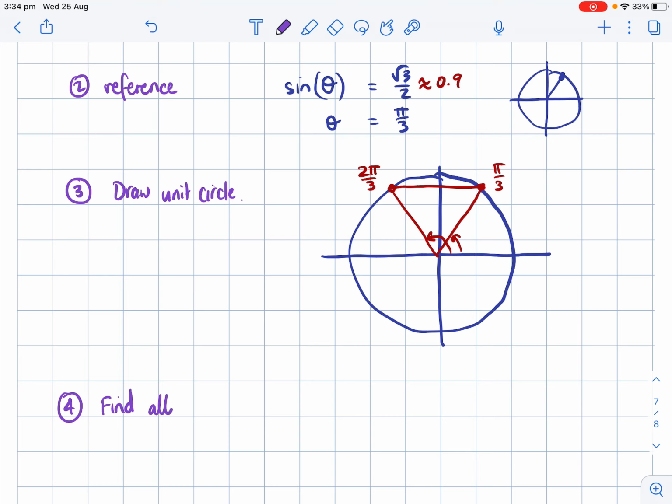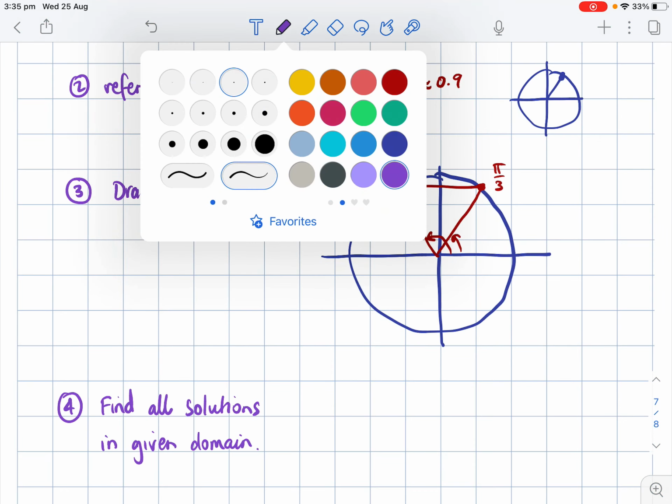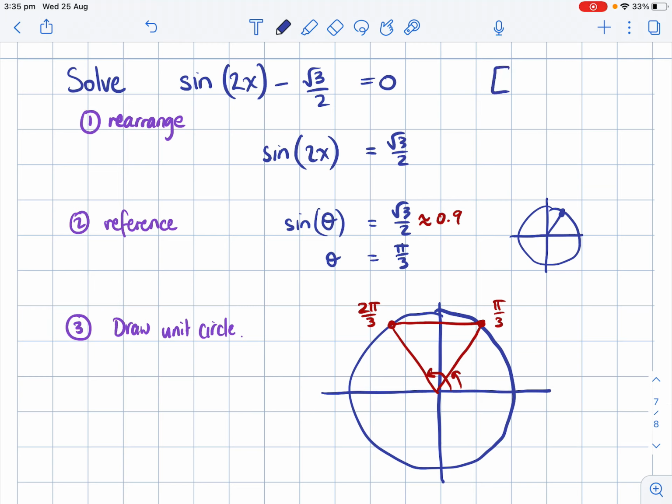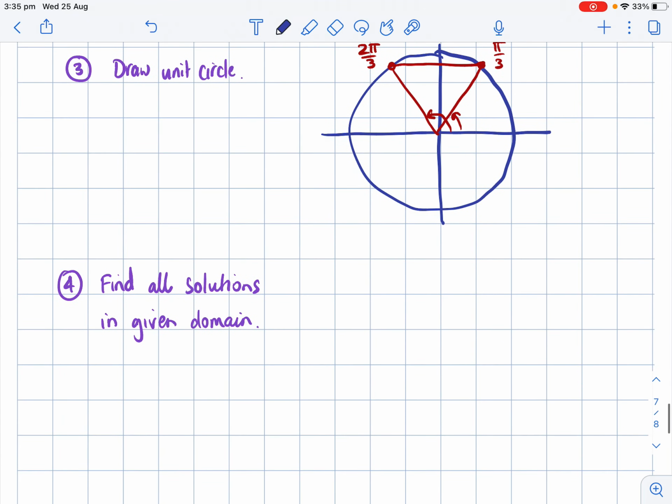Find all solutions in the given domain. Alright, so all solutions within the given domain. In this question, I didn't have it up the top. I forgot to write it down, but in this question when we did it in class, we were told that my solutions needed to be between negative 2 pi and 2 pi. So what does that mean? That means my x values have to be greater than negative 2 pi and less than 2 pi.